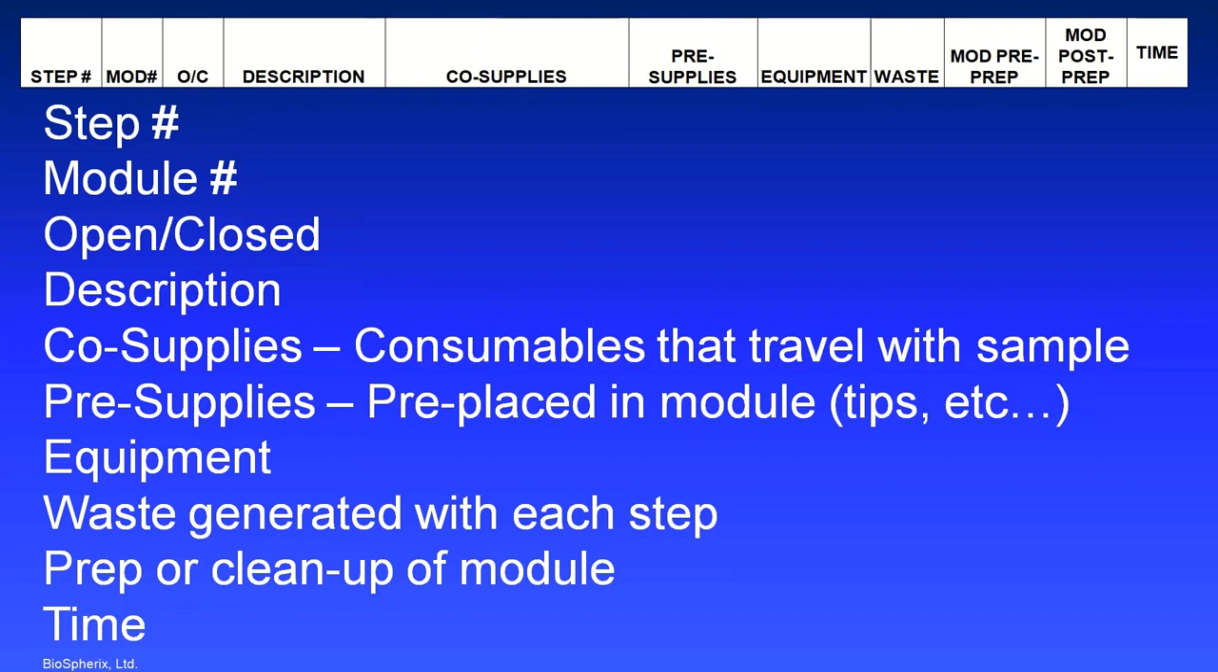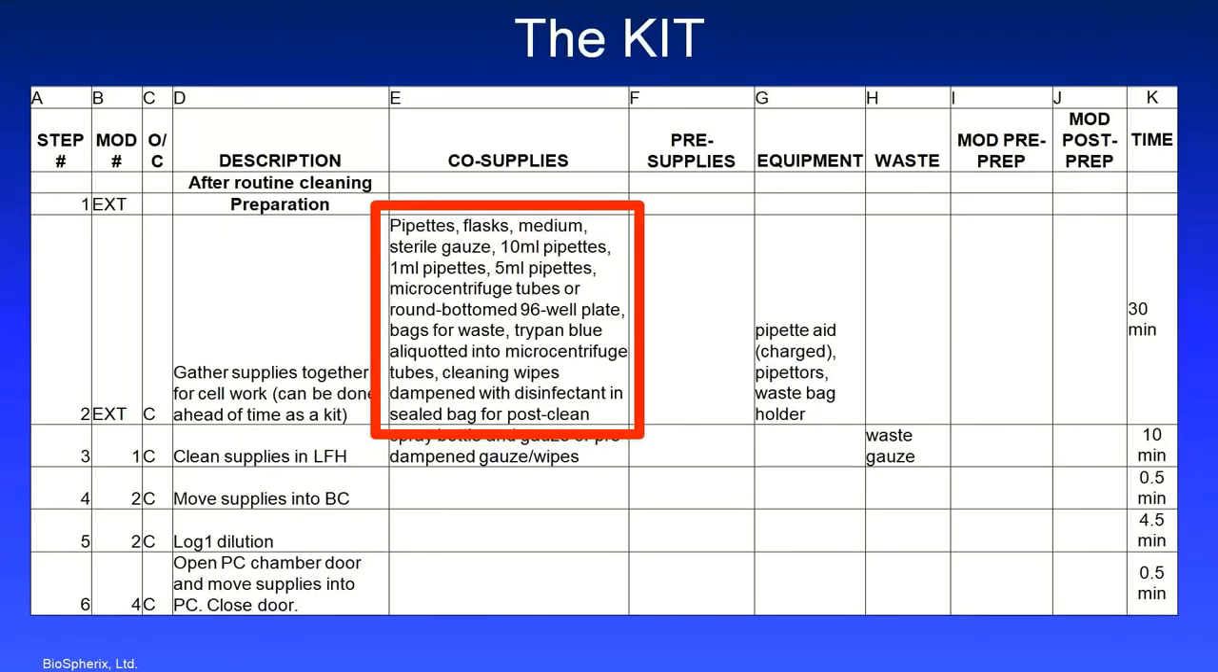Then we have columns for module pre-prep and post-prep. And pre-prep might be something that you need to do inside the module ahead of time in order to prepare for that step, like chilling a chill chamber. And post-prep tends to be cleanup steps. And then the time that step takes is important to put there as well. That will help you plan.